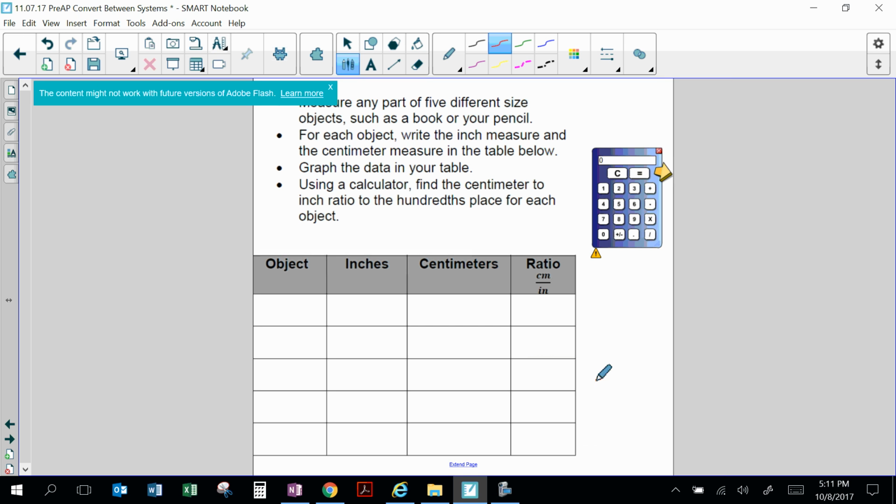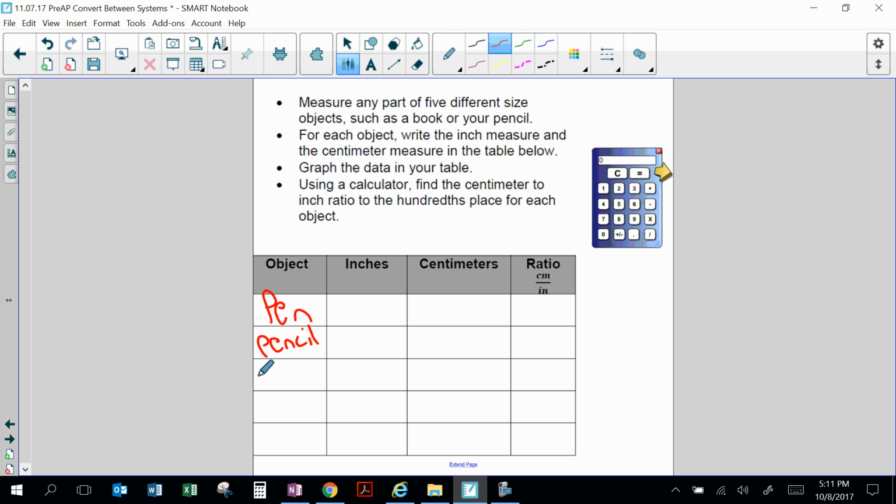So what you're going to be doing today is measuring different items around the classroom. So like a pen, a pencil, a book. Imagine the pen is 2 inches, the pencil is 5 inches, and the book is 4 inches. I'm just making up numbers.